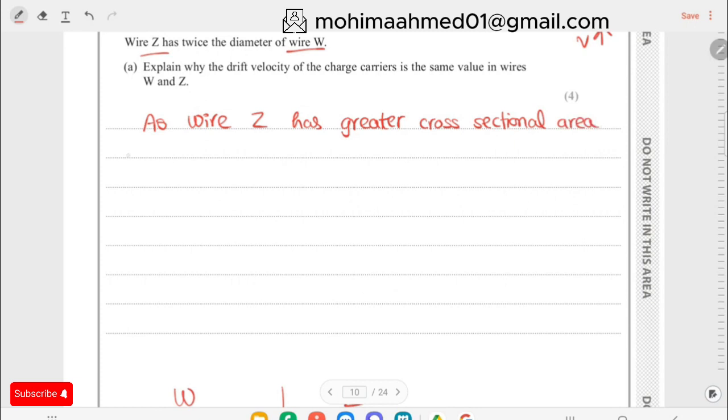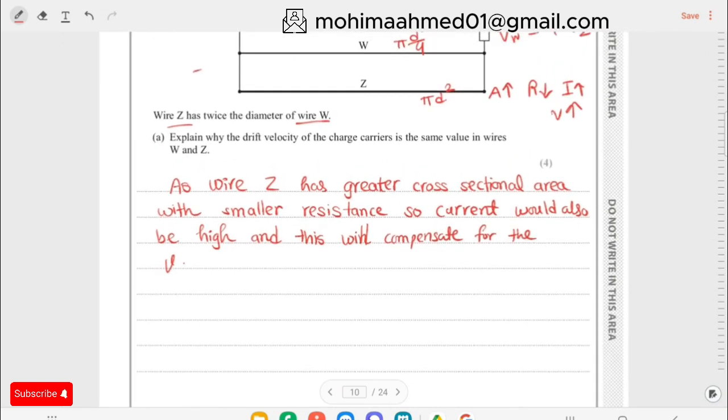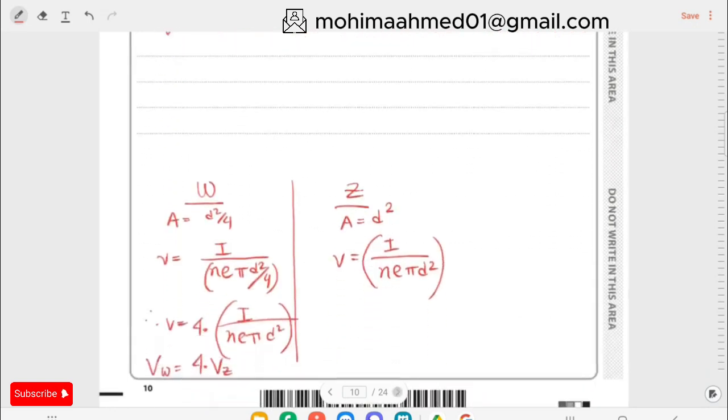Wire Z has greater cross-sectional area with smaller resistance, so the current would be high, and this would compensate for the value of drift velocity. Therefore they both have the same drift velocity, of equal magnitude. So the overall working is done for 13A, the explanation is done. We'll move to the next question, 13B.